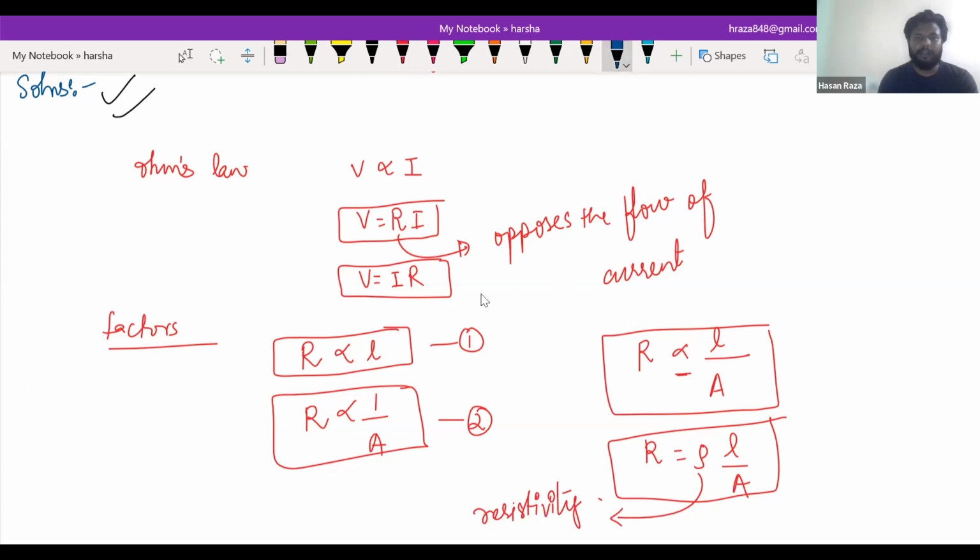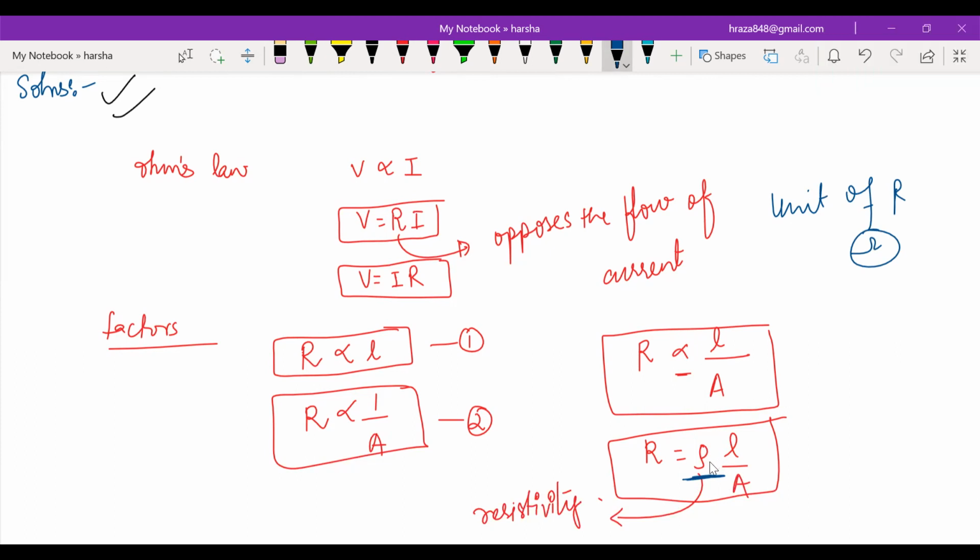I also told you that the unit of R, that means resistance, is ohm. And what is the unit of rho? Can you tell me what is the unit of rho? Resistivity. Don't know, sir. Harsha, what did you just say? Sir, I don't know. You don't know.